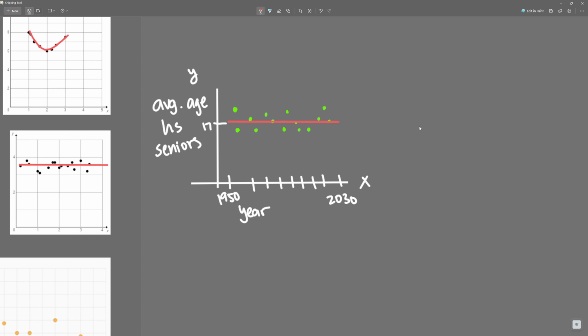Right. It turns out that it doesn't matter what year it is. It does not affect it.